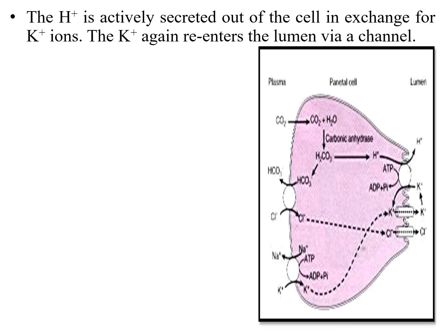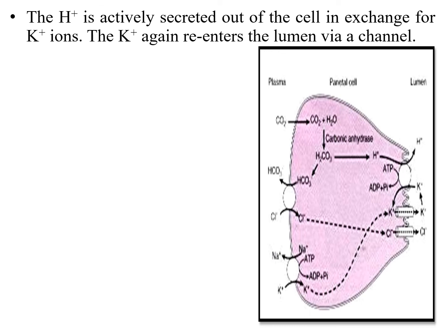Next, the H plus that is formed due to the action of the carbonic anhydrase is pumped out by the proton pump, and one K plus is taken in. So the H plus ion is now in the lumen of the gastric gland. The K plus ion that has been taken in by the proton pump immediately goes out because there are a lot of potassium channels that line the luminal side of the parietal cells.